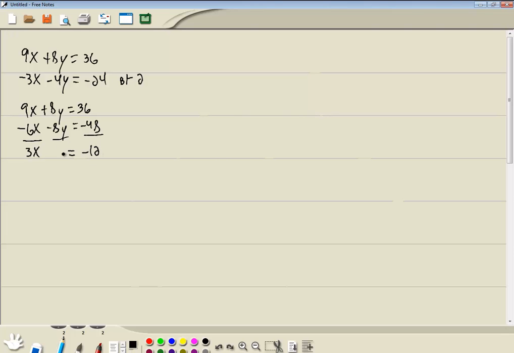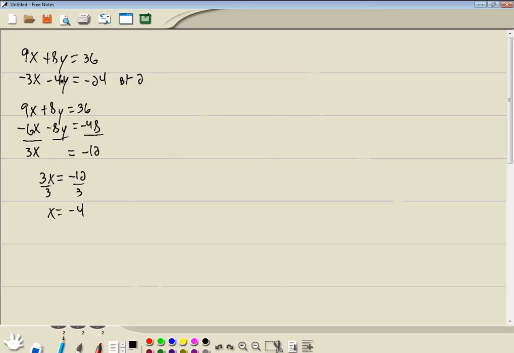Now, our y's were eliminated. That's why some books call it the elimination method, but we also added it. That's why some books call it the addition method. That's your goal, is to get one of your variables to disappear. Now we're left with this. We'll divide both sides by 3, and you get x is equal to negative 4.